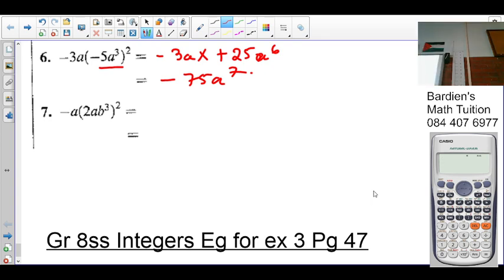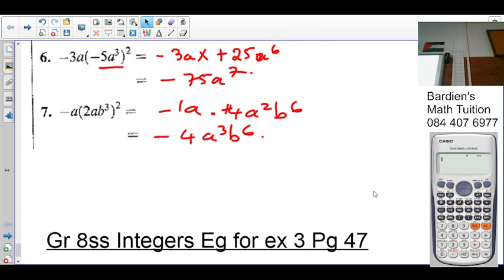So we got number 7. We got negative 8 times. Now what is 2 squared? 4. Now you see there's no sign here, so it's positive. So positive squared is positive. 4. a to the exponent 2. And b to the exponent 6. Now there's no sign, so it's positive. What's positive times negative? Negative. So there's a 1 here. 1 times 4 is 4. a cubed, b.